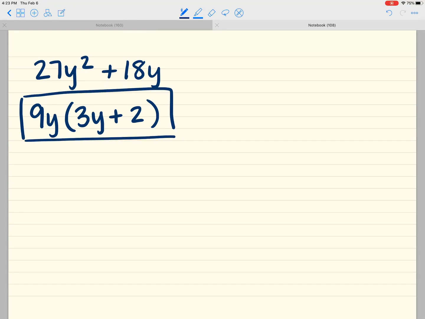The other thing you should always check is whatever you have left inside parentheses, you need to make sure that it is in simplest form.